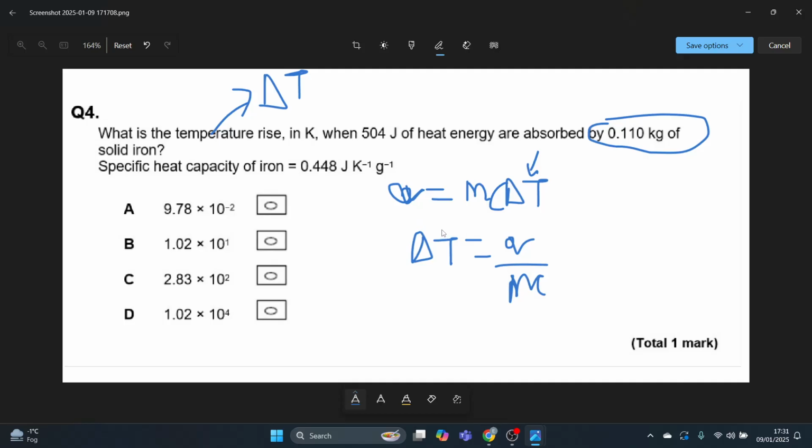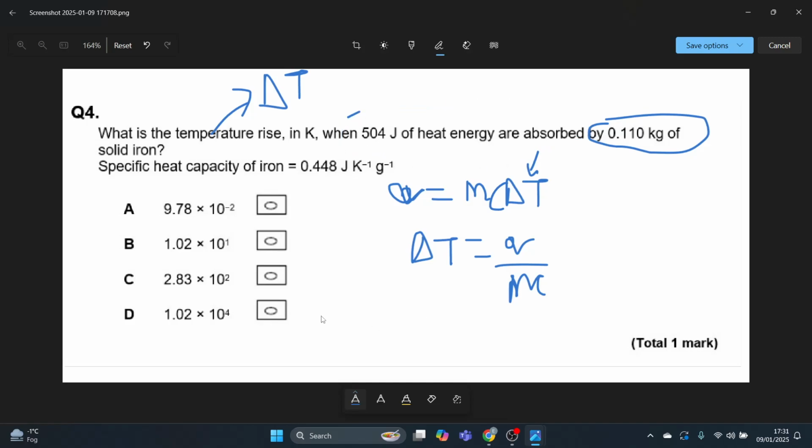Q, I don't know Q. Temperature rise, I'm trying to find temperature rise. The mass of solid iron, I've got that. Specific heat capacity, I've got that. But I've got temperature rise when... No, perfect. I have got Q. 504 joules of heat energy are absorbed. So I do actually have Q.